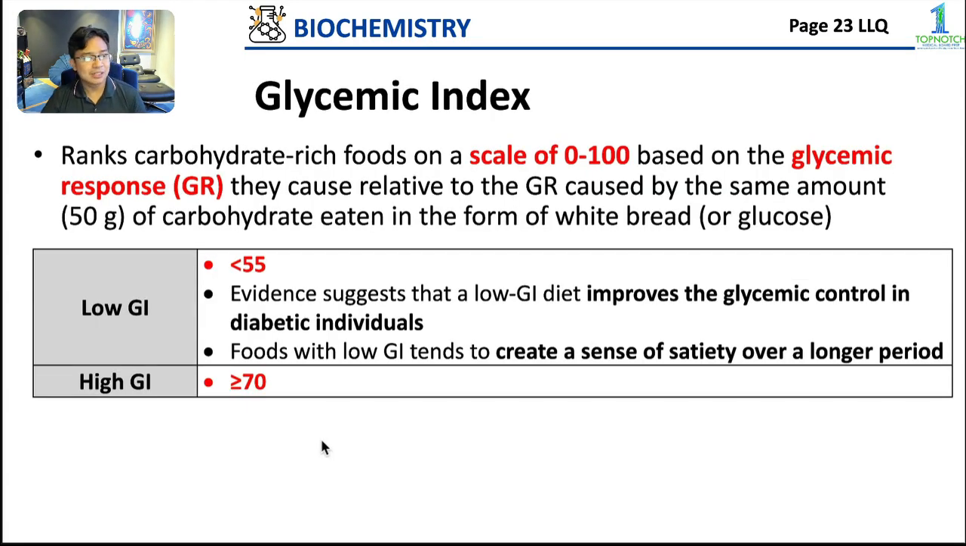Now, glycemic index naman ranks the carbohydrate-rich foods on a scale of 0 to 100 based on the glycemic response. Okay? So, they're actually based on the amount of carbohydrate eaten in the form of white bread or glucose. Pag ang iyong GI ay less than 55, evidence shows that you may improve the glycemic control in diabetic individuals. And these foods have a potential to create satiety over a longer period of time. So, low GI is preferred among diabetic patients para less sugar sila.